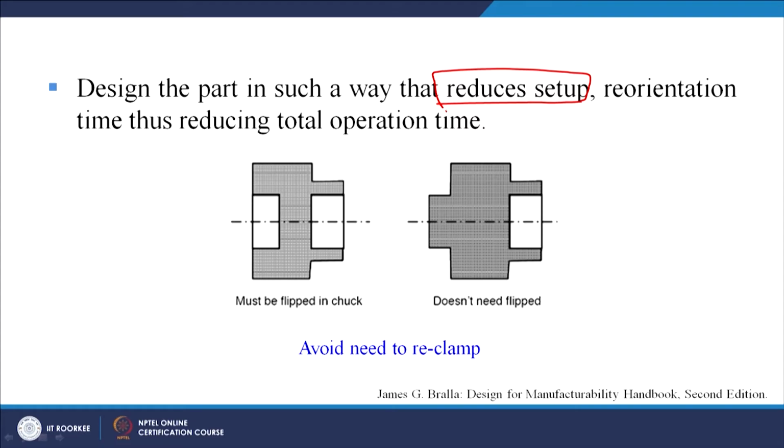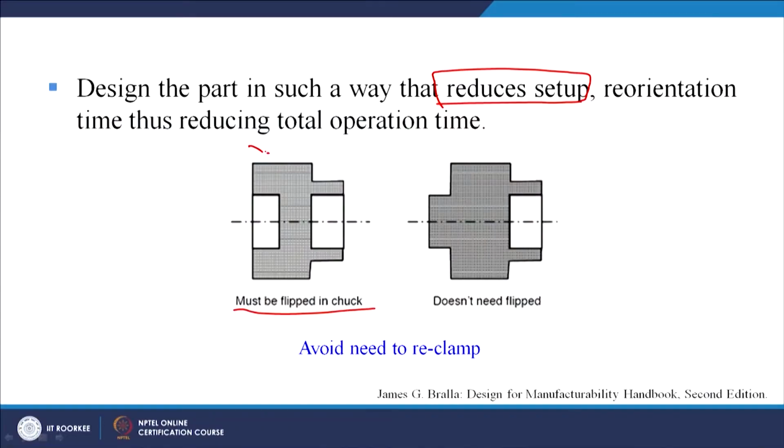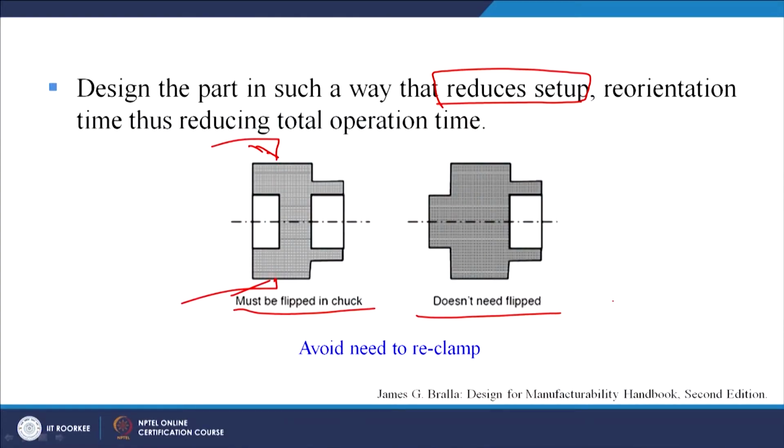Here you see it must be flipped in the chuck two times. Being flipped in the chuck means first you will set the job, maybe this is the chuck, it is fixed here, and then once you do the machining, the other side also has to be machined. So we have to unclamp it, clamp it again from the opposite side, and flip it. But if we change our product design, it does not need to be flipped; we can fix it here and then directly machine it.